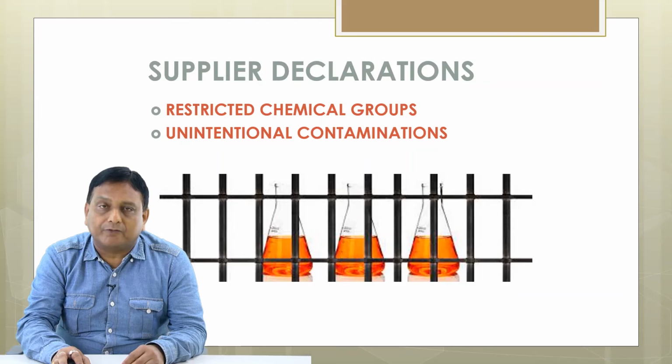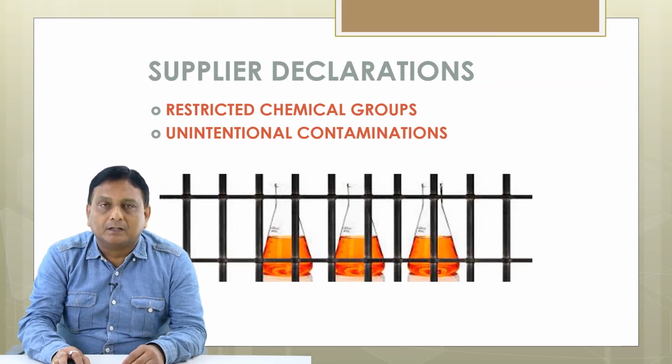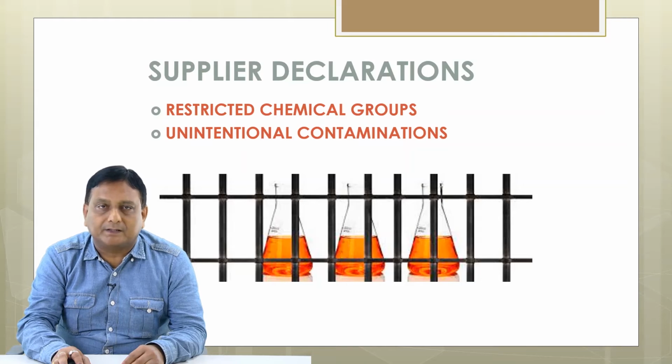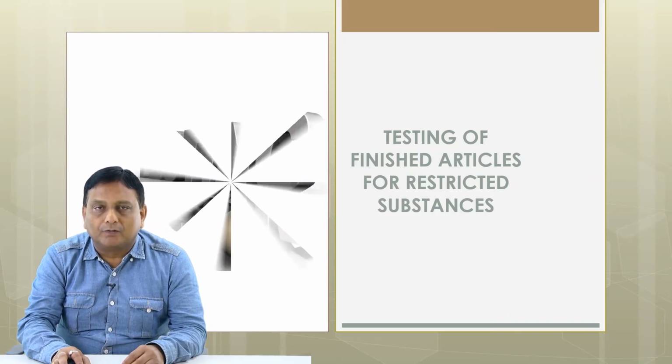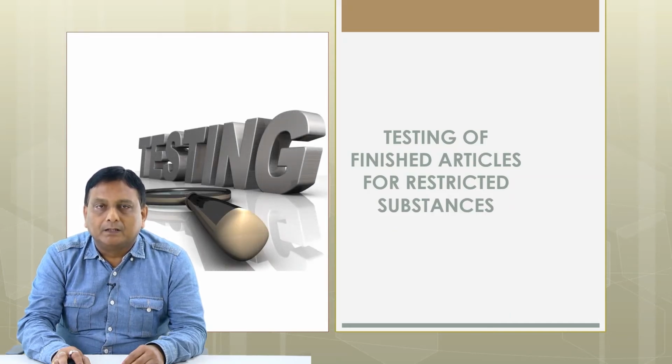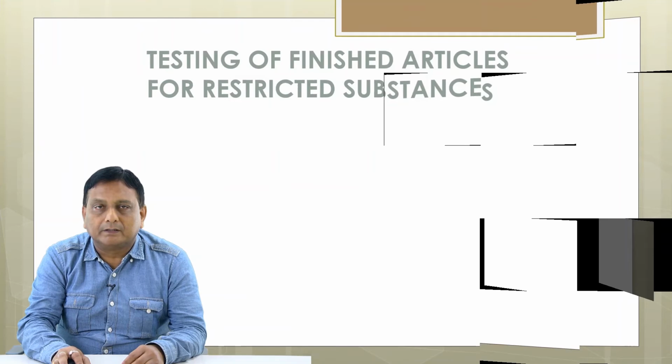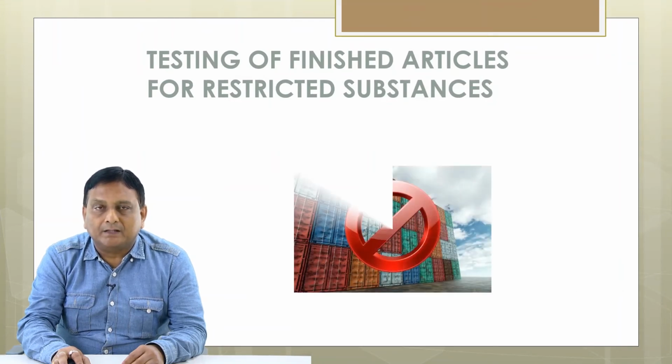Unintentional contaminations are very important here, because some contamination is not expected, but due to the process it comes into the chemical formulation, and that also must be restricted. This unintentional contamination relates to the manufacturing restricted substances list. So the supplier declaration must contain that. And finally comes the testing of the finished article for restricted substances. After the finishing is over with those chemicals, the goods must be tested. The chemical testing of the goods which are treated must be done, and it has to be done in the finished state.